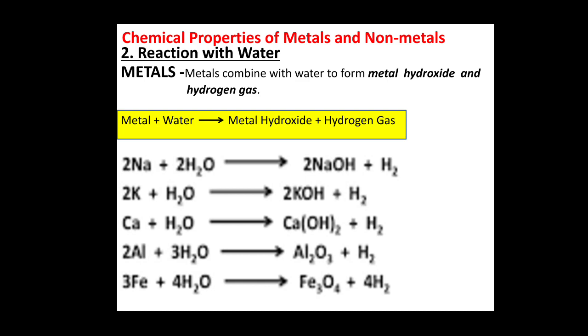Now a few more examples we will see. Just have a look here. Metals combine with water to form metal hydroxide and hydrogen gas, that we had already discussed. Now the same reaction: I had given sodium and potassium, but I have also given calcium, aluminium and iron, because they form oxides here. In some cases it forms oxides only, and in some cases, like calcium, it forms calcium hydroxide and hydrogen gas.